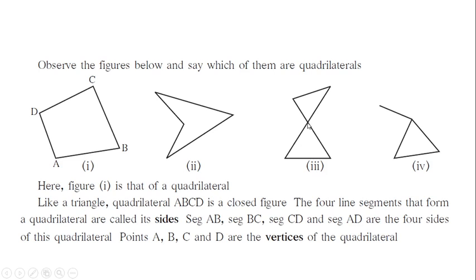What about this? If you take this figure and flip this lower triangle, taking this point to this side and this point to this side, it will become a square-like structure. So this is also a quadrilateral.